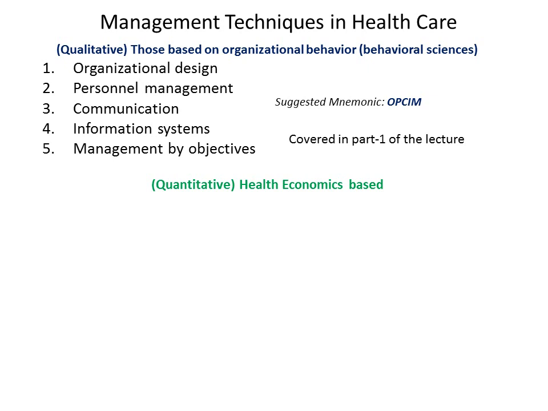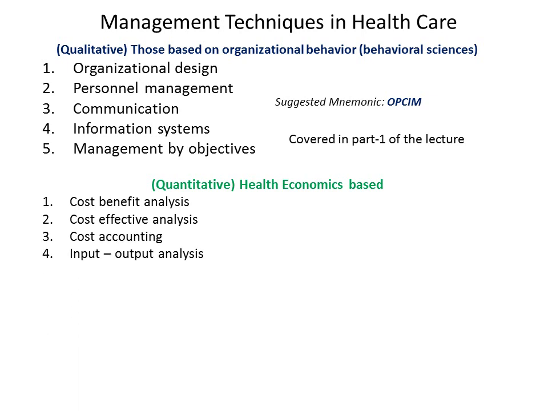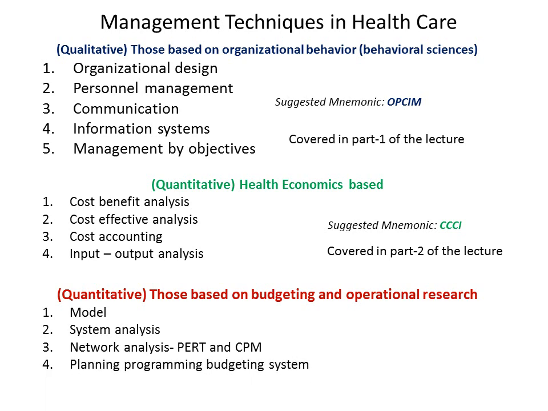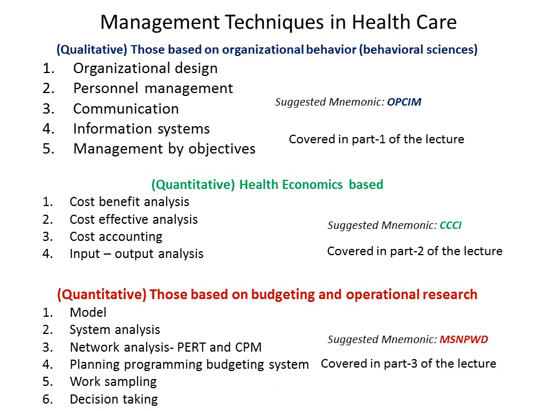Then quantitative, which are based on health economics, cost benefit analysis, cost effective analysis, cost accounting, and input output analysis. These have been covered in part 2 of the lecture. Other quantitatives are those which are based on budgeting and operational research. These are model, system analysis, network analysis including PERT and CPM, planning, programming, budgeting system, work sampling, and decision taking. These are covered in this lecture, the part 3.